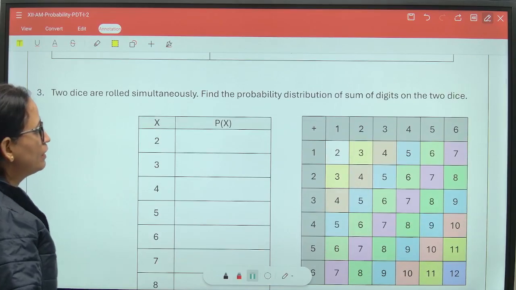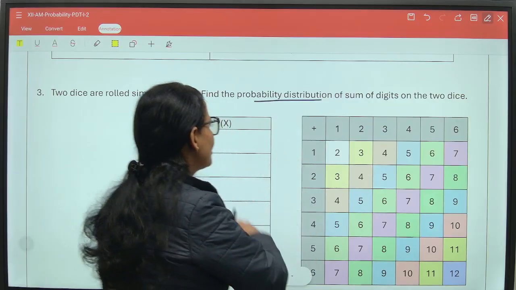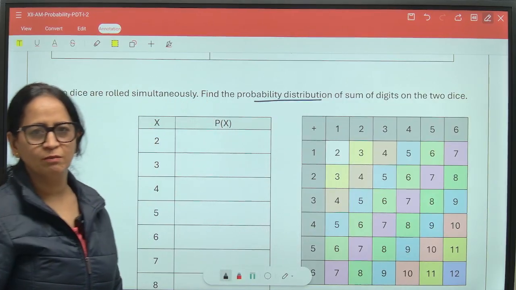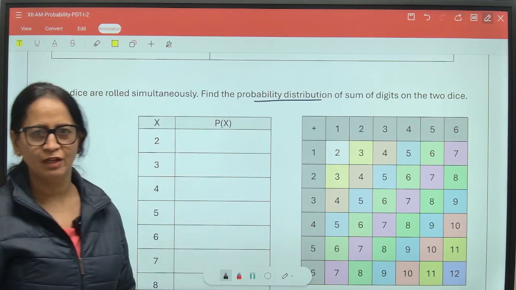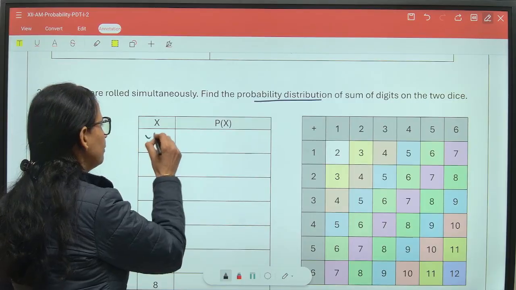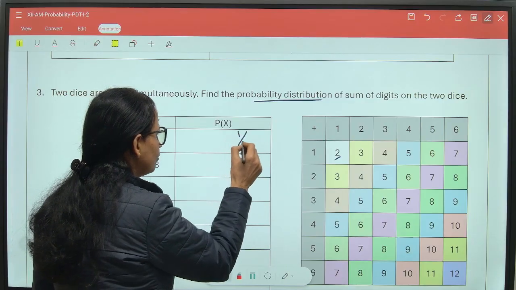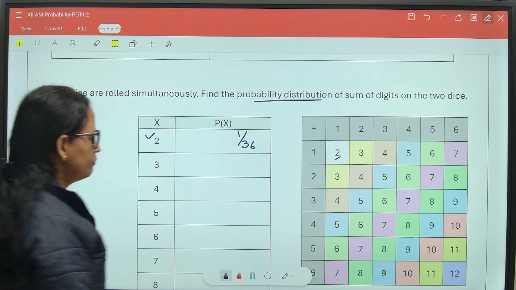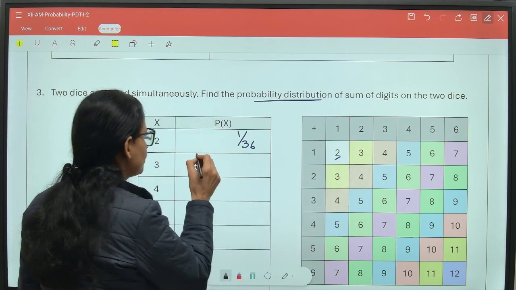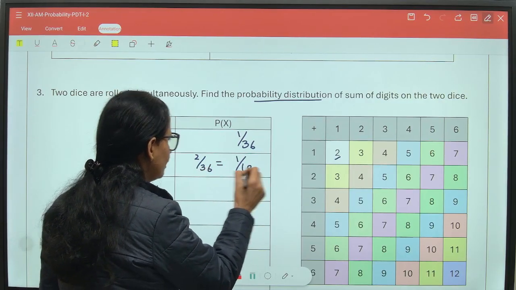Now we need to find the probability distribution. So the next column in this table has to be the probability of occurrence of each of these values of the random variable. So what is the probability of getting a 2? There is just one possible outcome. So it is 1 out of 36. What is the probability of getting a 3? There are 2 possible outcomes. So it is 2 by 36. So the answer is 1 by 18.